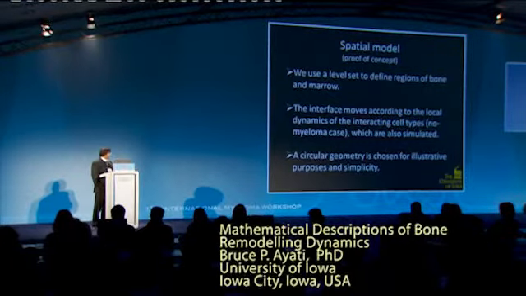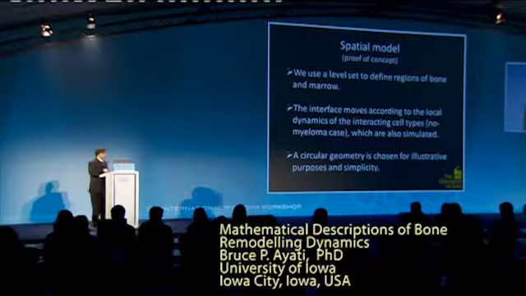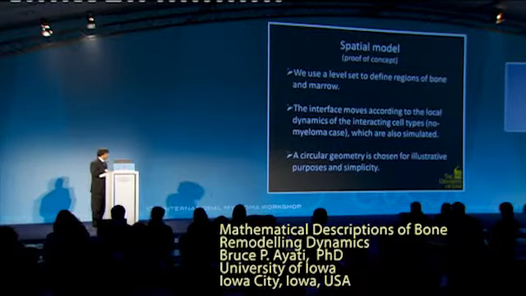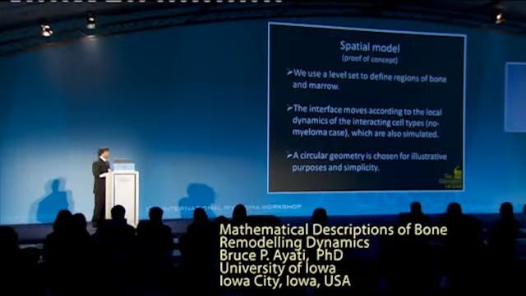But what changes where bone is and isn't is the local dynamics, what the osteoclasts and osteoblasts are doing. And so that basic model is still the driver. It's embedded in this larger spatial model. We're picking a circular geometry for illustrative purposes and simplicity. The level set method is actually designed for very, very complicated geometries. Like I said, it's used in medical imaging and those sorts of applications.